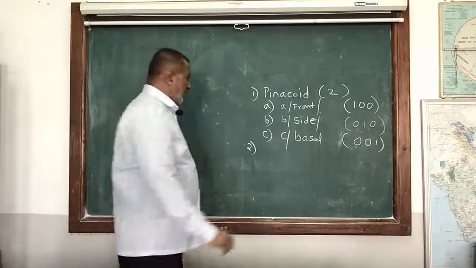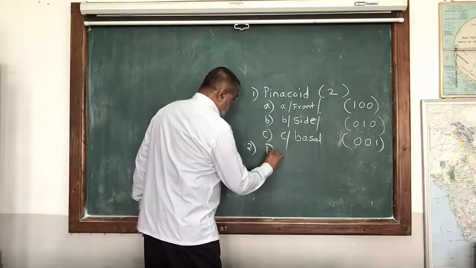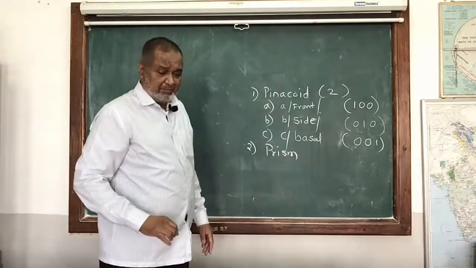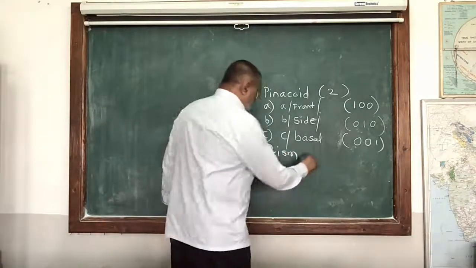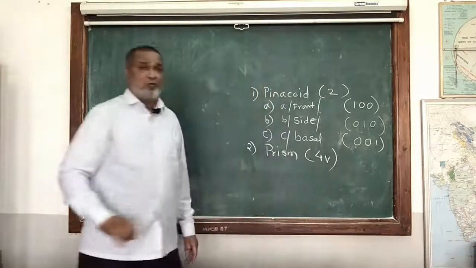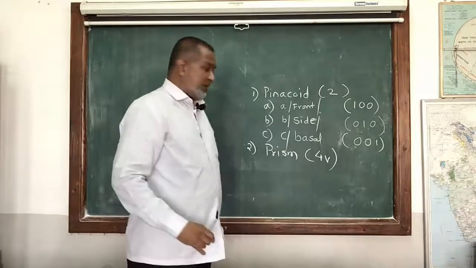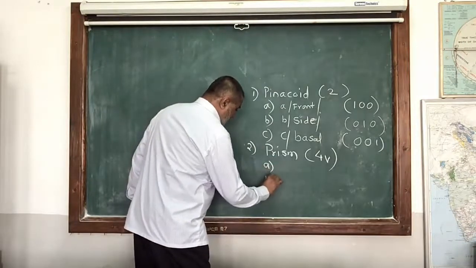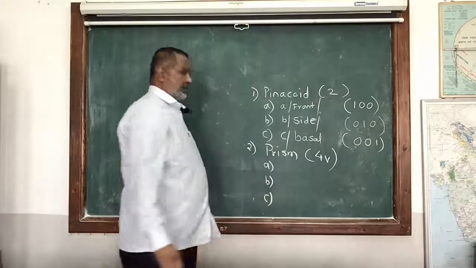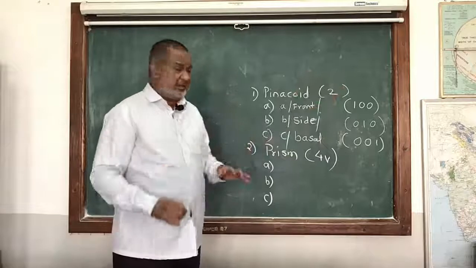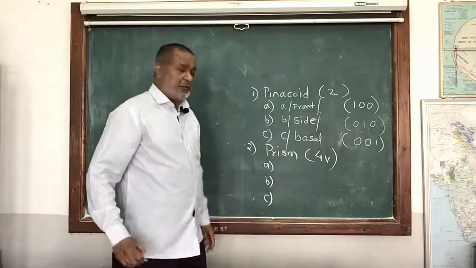Come to the next one, where the number has now increased. Here we have the prism. A prism consists of 4 similar vertical faces, so we call it 4V, and here also we have A, B and C, so 3 forms in this. So the first one is the first order prism.